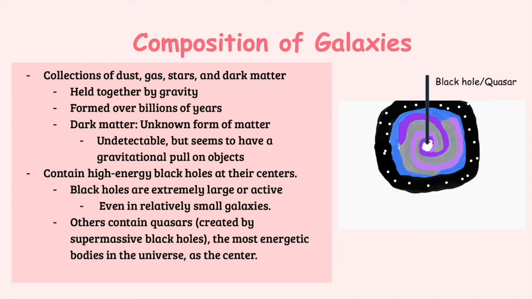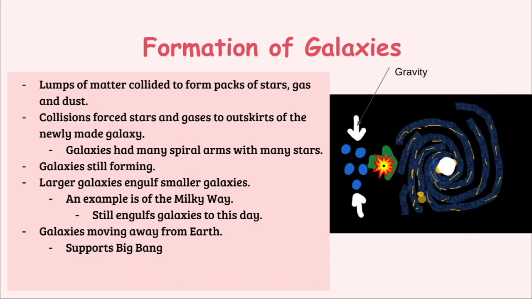An image on the right shows a galaxy. Galaxies form when lumps of matter collide to form packs of stars, gas, and dust. These collisions force stars and gases to the outskirts of the newly made galaxy. These galaxies have many spiral arms with many stars in them.